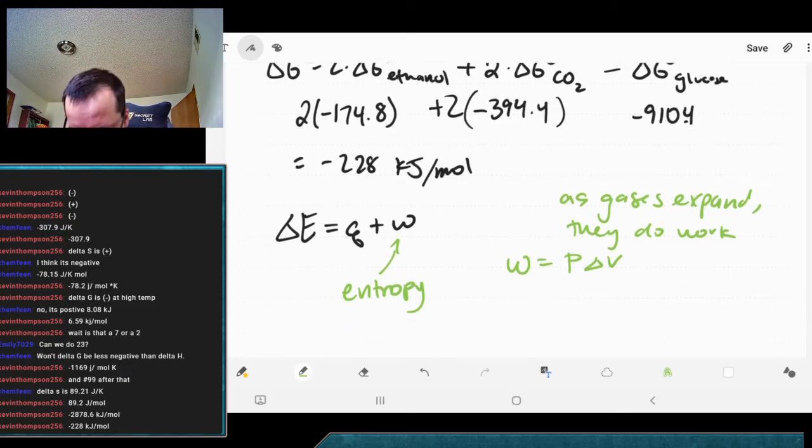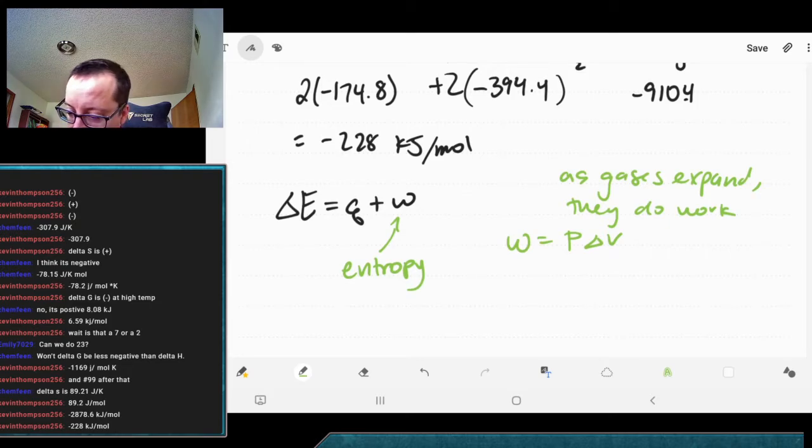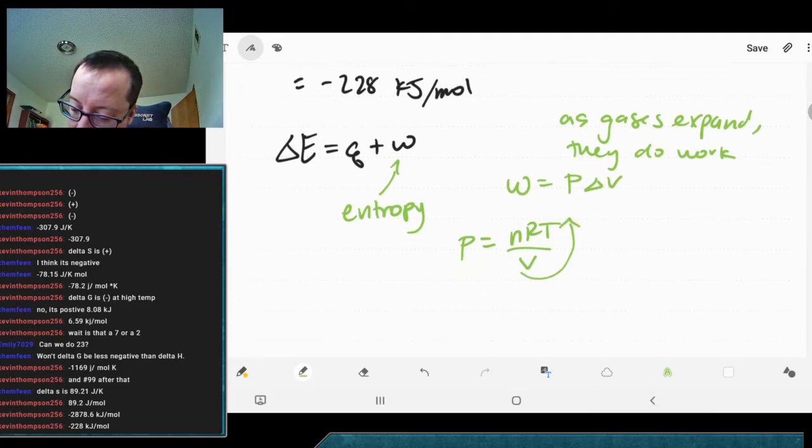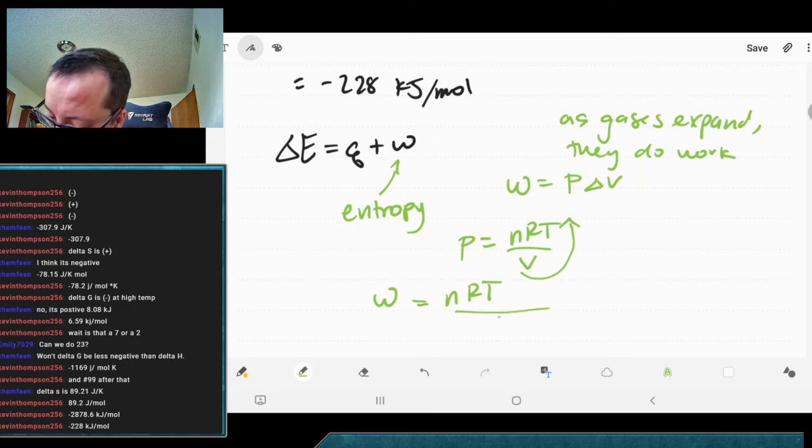Okay. So remember that for work to be P delta V, if we were to plug in our ideal gas law for this, remember that pressure equals nRT over V. If we plug this in for pressure, we're going to see the work for the process is going to be nRT associated with the change in volume here.